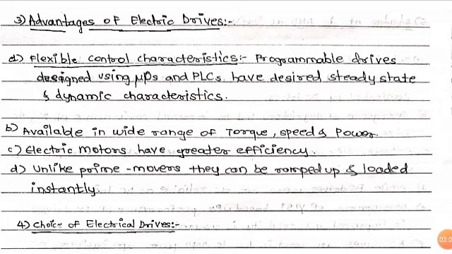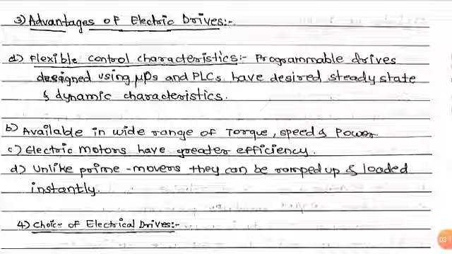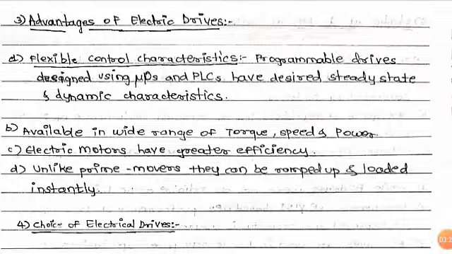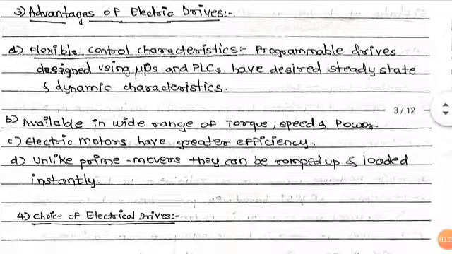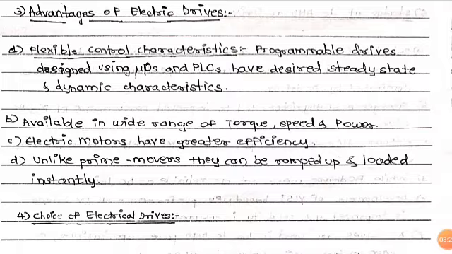So it is having programmable characteristic, means we can have variable torque by maintaining the speed constant. Sometimes we can vary the speed along with the torque as per the demand of the load. So that is why it is written here, programmable drives designed using microprocessors and PLCs. They have desired steady state and dynamic characteristics.